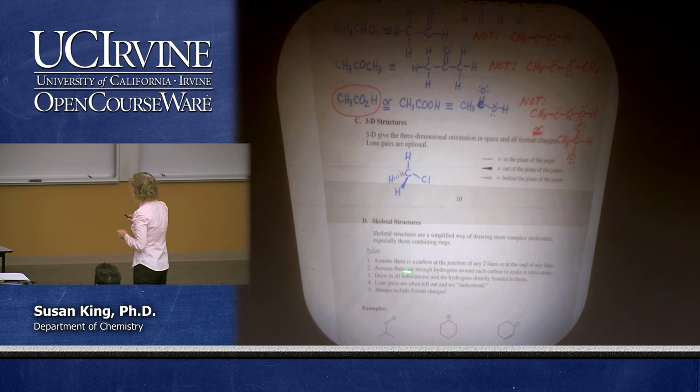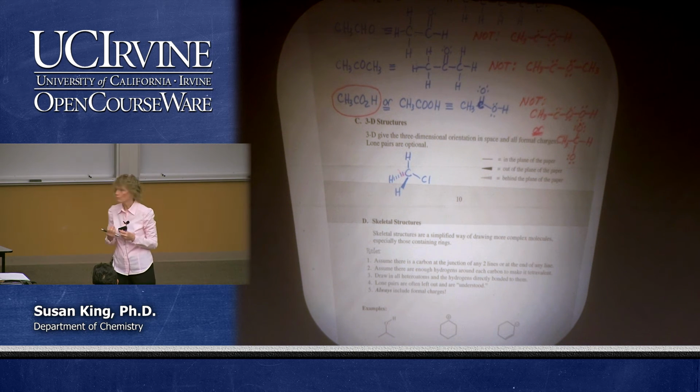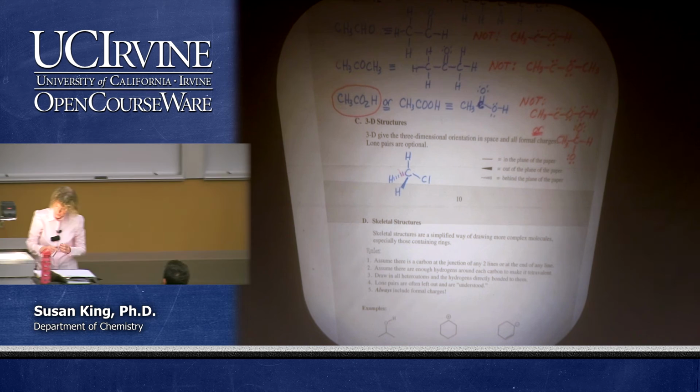Draw in heteroatoms, lone pairs are often left out and are understood. So we just get used to drawing these shorthand ways. Lone pairs are understood. That means that you understand and I understand that if I don't draw them in, you know that they're actually there. Always include formal charges. So in all these ways of drawing structures, condensed, Lewis, skeletal, 3D, we have to draw formal charges on all atoms that have them. Okay. So here's some examples here.